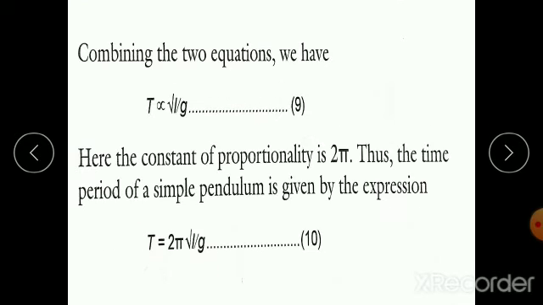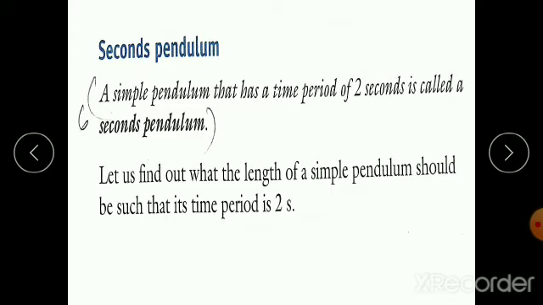Next, combining the two equations, you get time period is directly proportional to the square root of length divided by acceleration due to gravity. Here the constant of proportionality is 2 pi. Thus the time period of a simple pendulum is given by the expression: you can remove the proportionality symbol and substitute 2 pi. So time period T is equal to 2 pi square root of l, the length of the pendulum, divided by g, the acceleration due to gravity. Okay. So next we'll see the seconds pendulum.